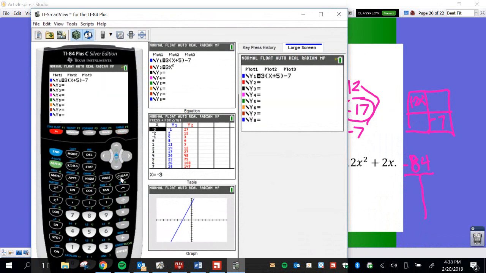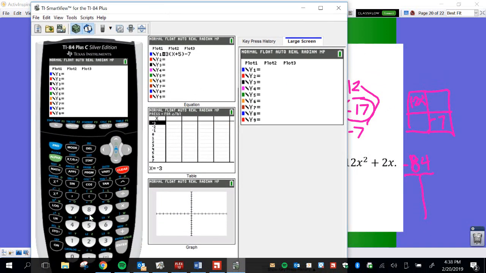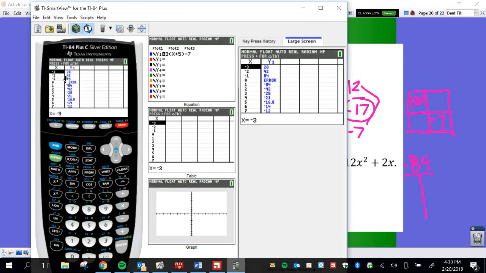So to do that in y equals, what we need to do is put in negative 84 divided by x. And then we're going to go to the table, and here are all of our factors. But we are looking for factors that add up to give us this negative 17, our b value. So I know that these are not going to work. These aren't going to work. I'm going to have to keep going.